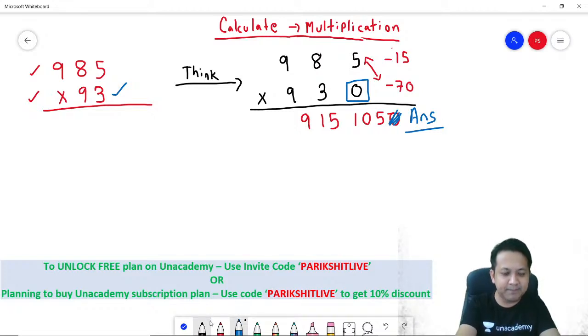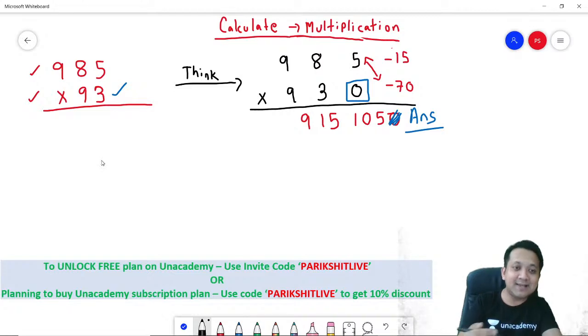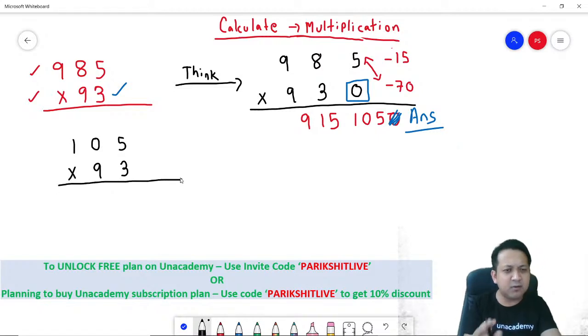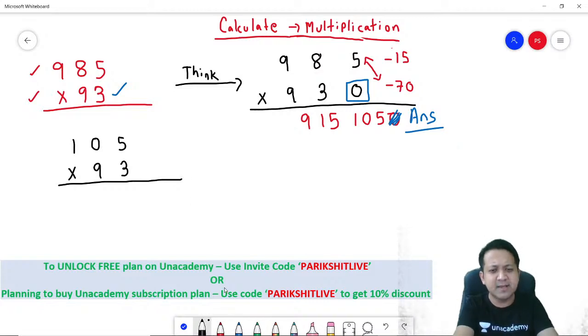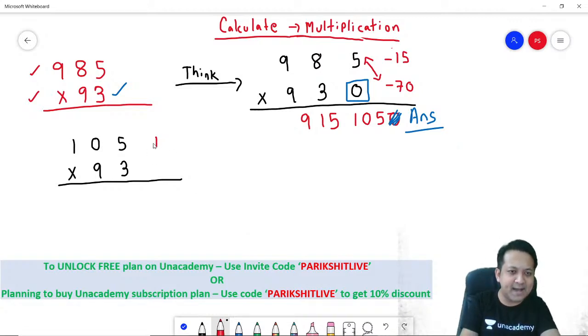Let's take another number. Now this time, let's look at the numbers 105 and 93. Let's understand the problem with the sum. There are 3 steps. Whenever you multiply, there are always 3 steps. Step 1, take the difference from 100. What is the difference? Plus 5, minus 7.